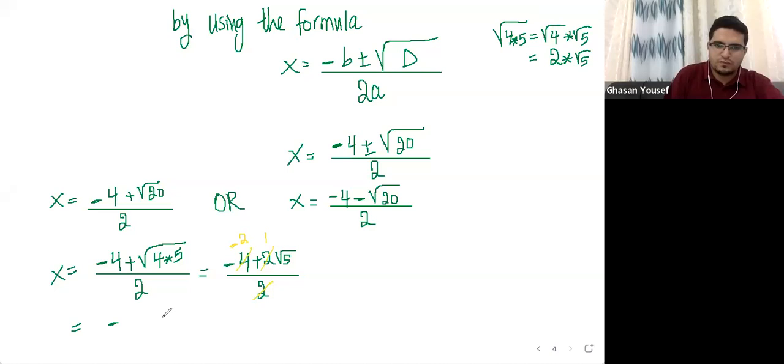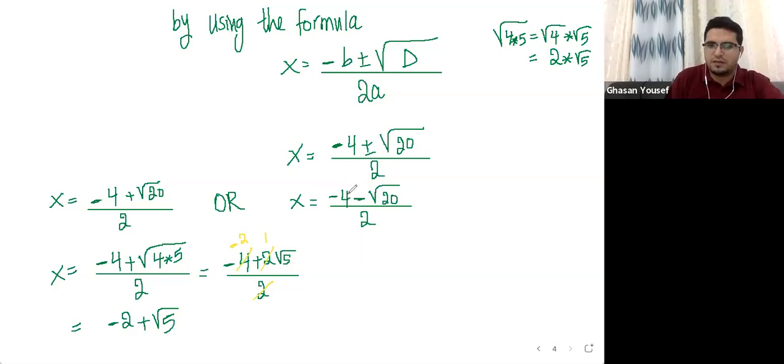If I want to divide by 2, I have to divide both terms by 2. I can't divide this one and forget the other one. That is not correct. I should divide both this one and this one at the same time. So I get minus 2 plus the square root of 5.